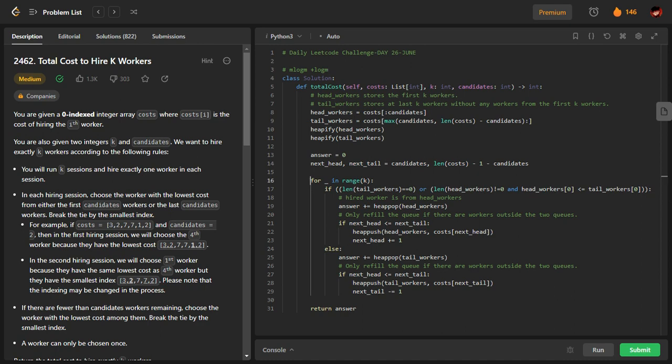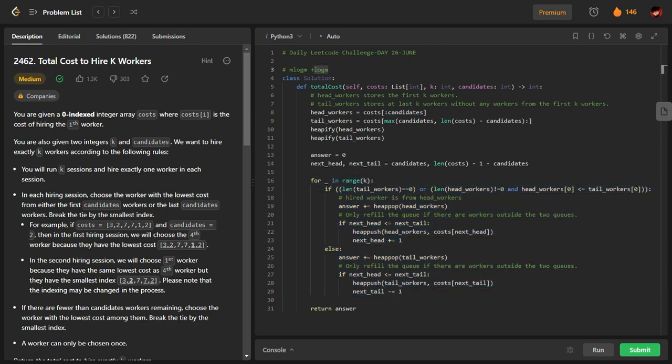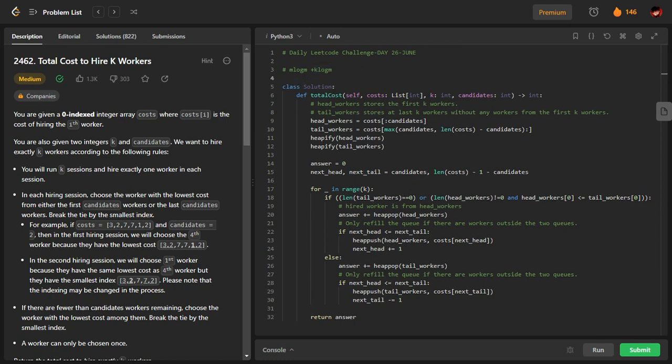But remember, they are going to be done k times. This is also a heap push, but only one will be done in a single iteration, and they will be done for k times. So it is going to be k log m. If you take the total time complexity, it's going to be m plus k log m. This is for the time complexity.